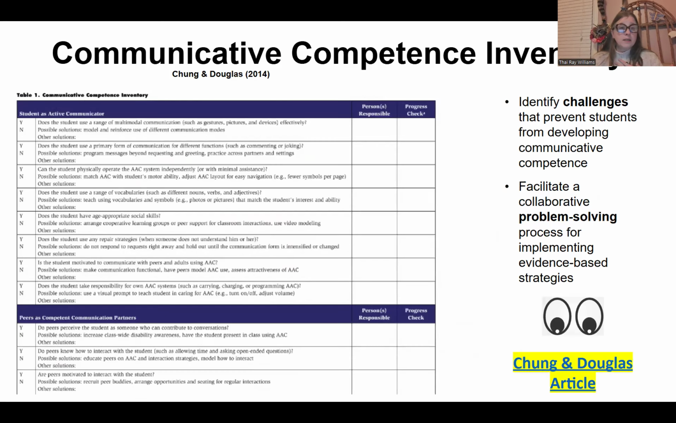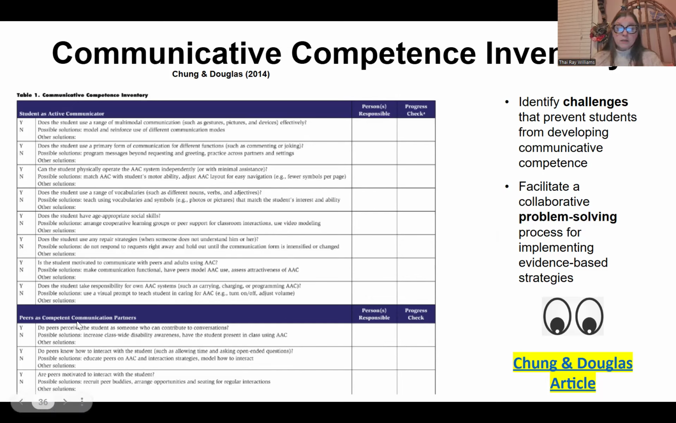So what might this look like? When we're looking at the student as an active communicator, we want to ask things like, does the student effectively use a range of multimodal communication, such as gestures, pictures, and devices? If the answer is yes, you keep working through the inventory. If the answer is no, then you'll see here it gives you a possible solution. You can model and reinforce use of different communication modes to see which one the student begins to engage in.